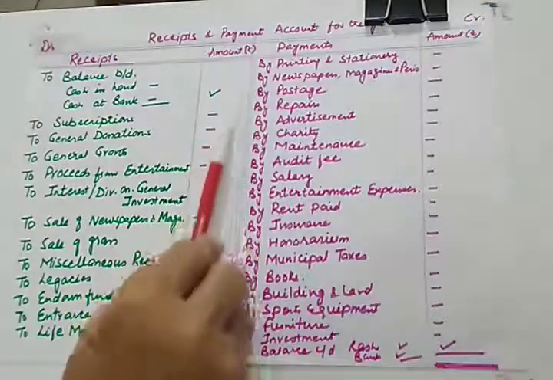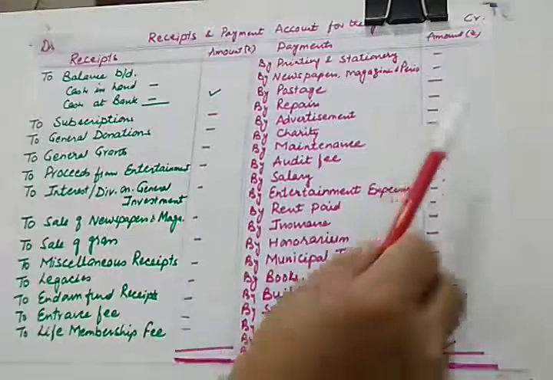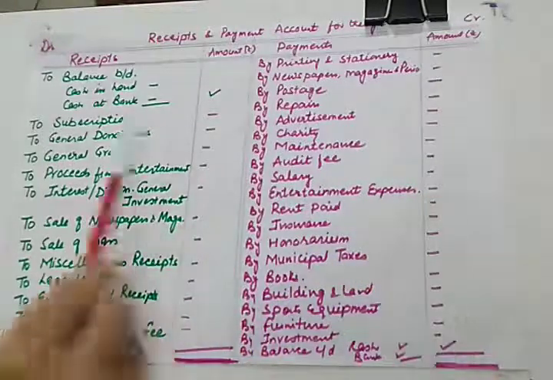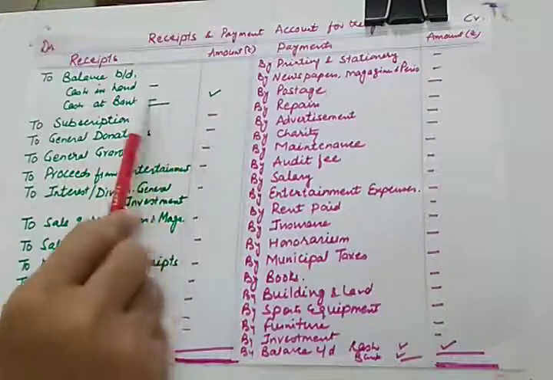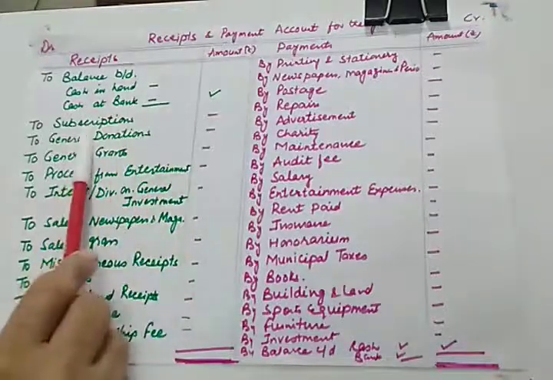So whatever cash we are getting will be recorded on the debit side, and whatever payments are made will be recorded on the credit side. Here we don't have to make a separate column for bank. We'll combine both the balances: opening balance, cash in hand, and cash at bank.